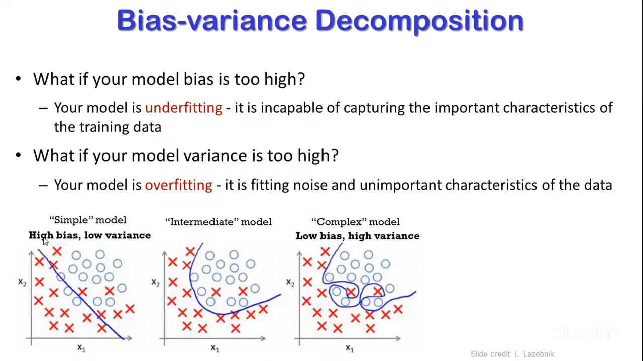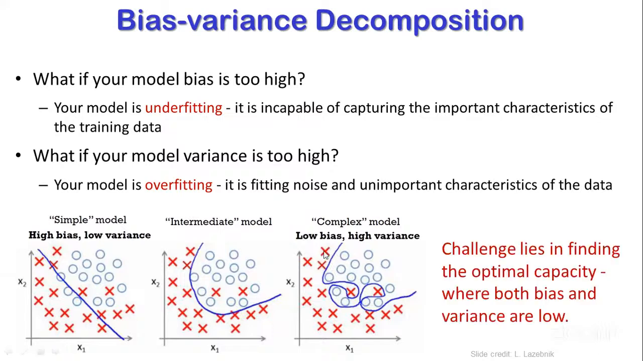Now, what happens when your variance is too high? If your variance is too high, then your model is overfitting, and your model is also learning noise and the unimportant characteristics in your data. You can see it is working perfectly for the training, but because you are trying to fit it perfectly, it is not going to give you good results at test time.